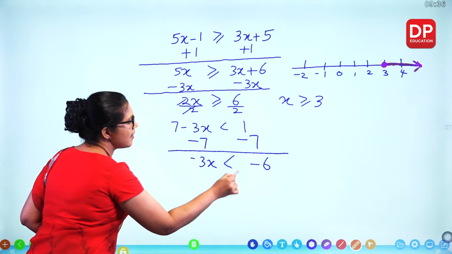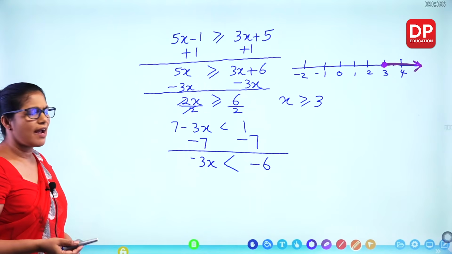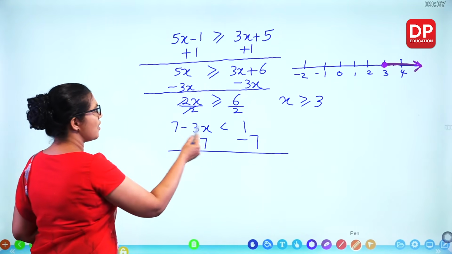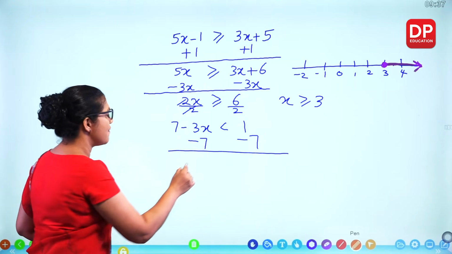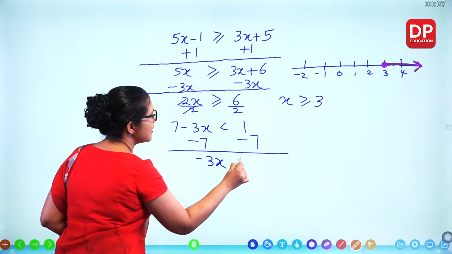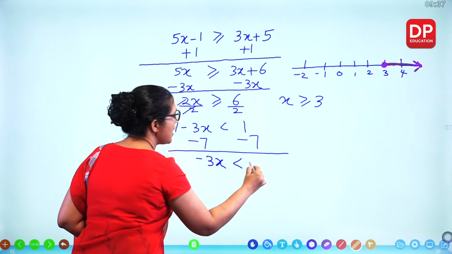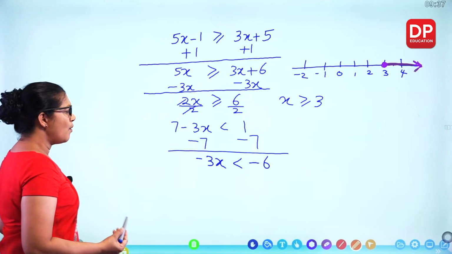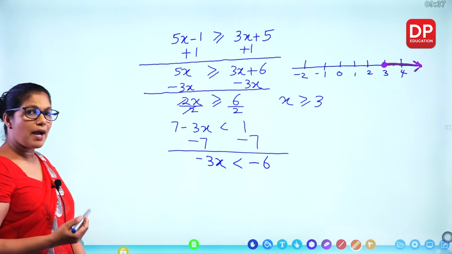Nothing will happen to the sign because we just subtract a number. So what happens here? When you subtract 7, you get minus 3x. 1 minus 7 is minus 6. Now, I want to get rid of this minus 3.